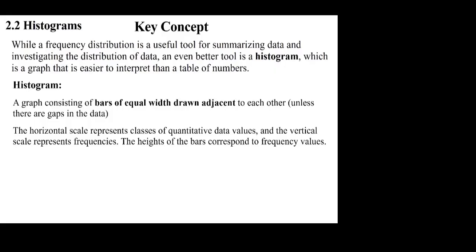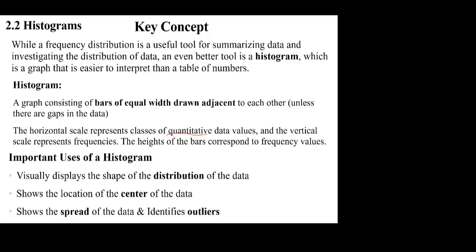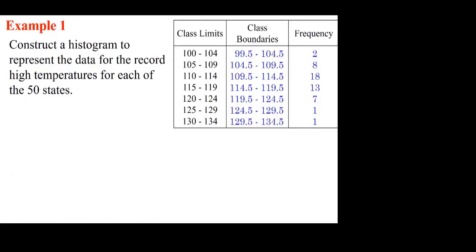The horizontal scale represents classes, quantitative data, and that's important to follow. And the vertical scale represents either frequencies or percent frequencies. An important use of a histogram is that it visually displays the shape of a distribution, shows the location of the center and the spread, and outliers. So here's a simple example. Again, we have seen this. Now we want to look at its histogram. So I hope you see the concept is very simple.